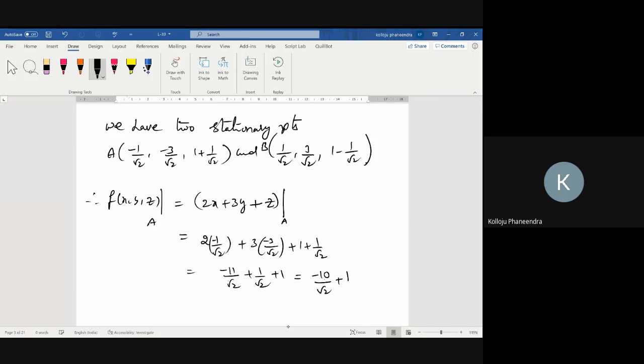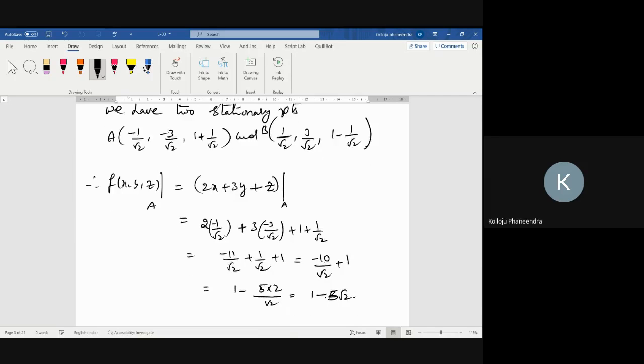I can write this as 10, 5 root 2 up, right? Yeah, same answer I'm getting. 1 minus 5 into 2 by root 2, that is equal to 1 minus 5 root 2.